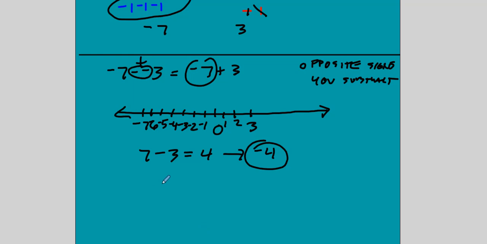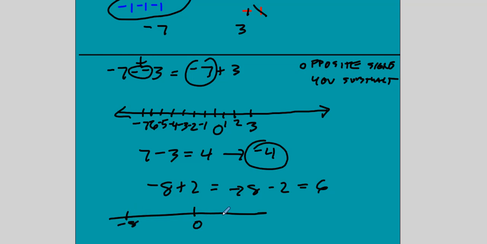So if I have like negative 8 plus 2, I do take 8 minus 2, which is 6, but negative 8 is further from 0 on the number line than 2, so my answer has to be negative 6.